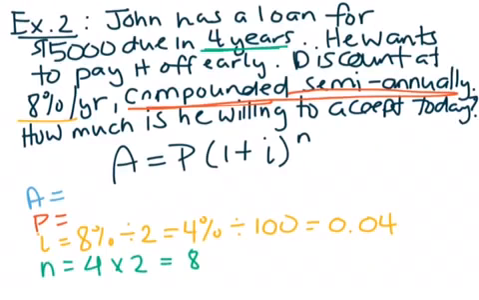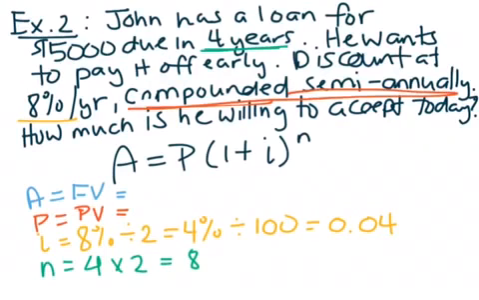Now we have to figure out whether we have A or P. Now do not forget, A is equal to the future value, so FV, and P is equal to the present value. So do we have a future value or do we have a present value? That is the question. Let's read it out again. John has a loan for $5,000 that's due in 4 years. So the amount of money that's due in 4 years is $5,000. So at the end of 4 years, he's got to pay $5,000.